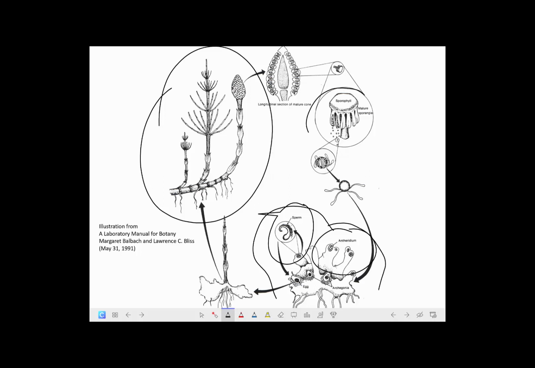And here's a nice detailed picture of that little hexagon umbrella thing with the sporangia hanging off of it, each of which is packed with a neighbor in a spirally arranged strobilus, or cone, at the top.